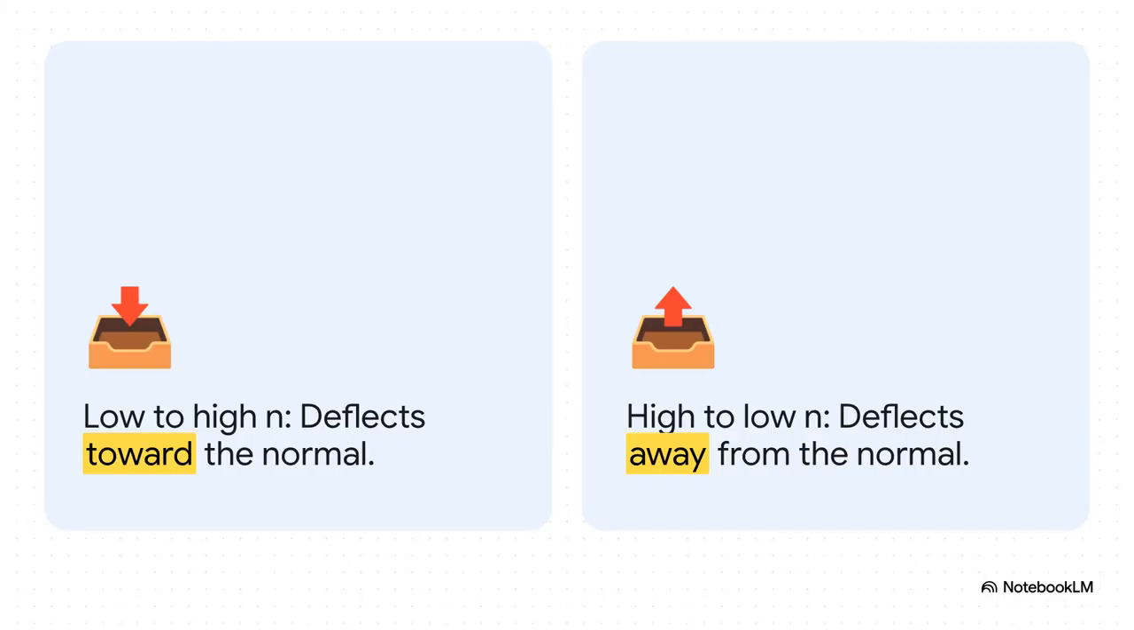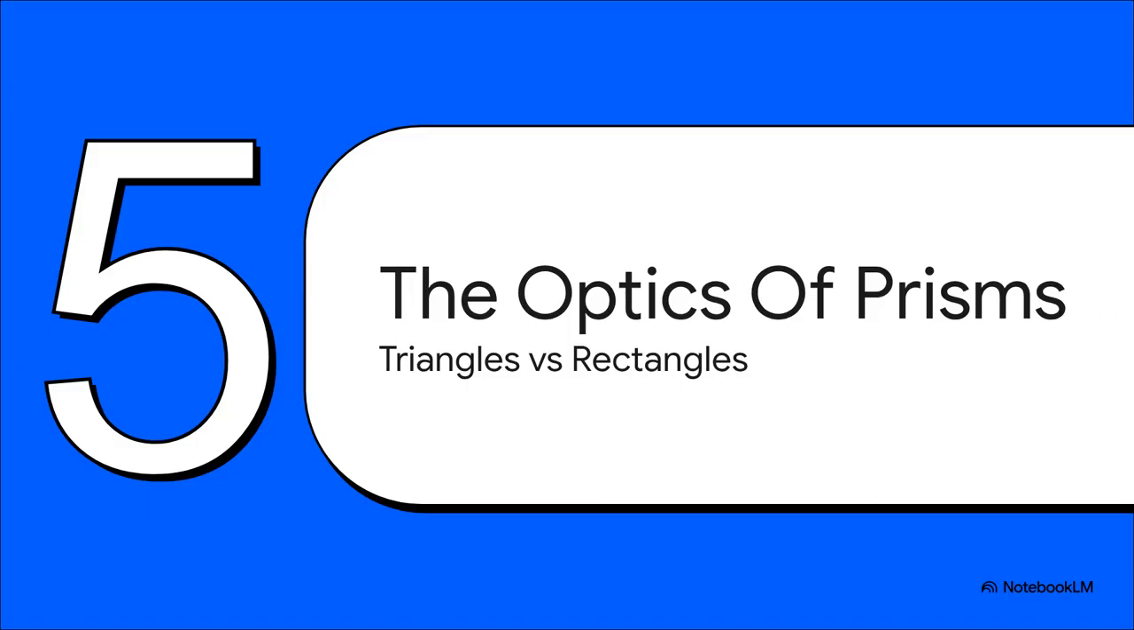When light passes from a material of a lower index, like air, to a higher index, like glass, it slows down and is deflected toward the normal. Exiting into the air, it goes from a higher n to a lower n, speeds up, and is deflected away from the normal. Just remember the mnemonic: faster away, slower toward.